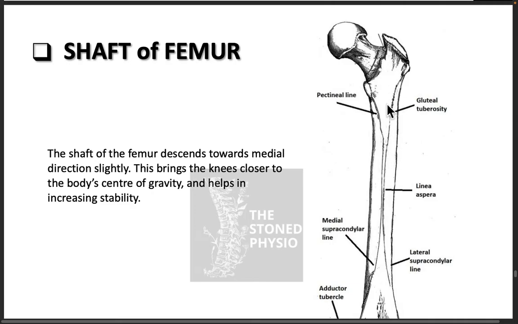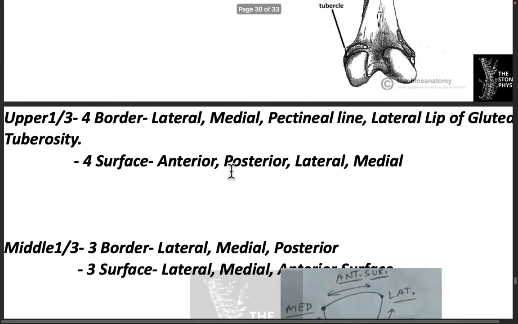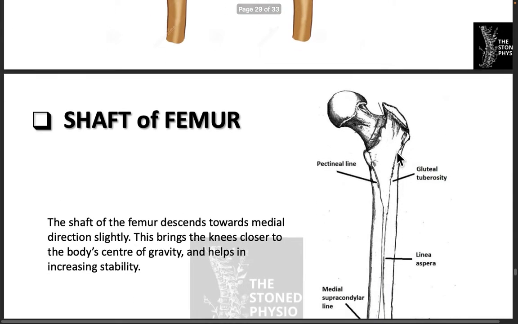Apart from that, we have another border that is called the lateral border. If we talk about the upper one third of the shaft of the femur, we can see four borders: the lateral, the medial, the pectineal line, and the lateral lip of the gluteal tuberosity. Okay. Likewise, we can talk about four borders, and in the same way four surfaces as well.